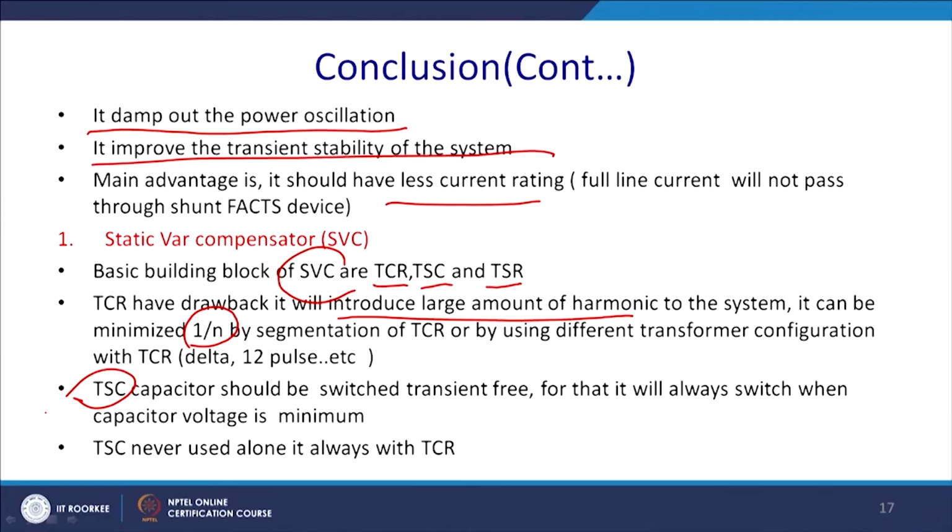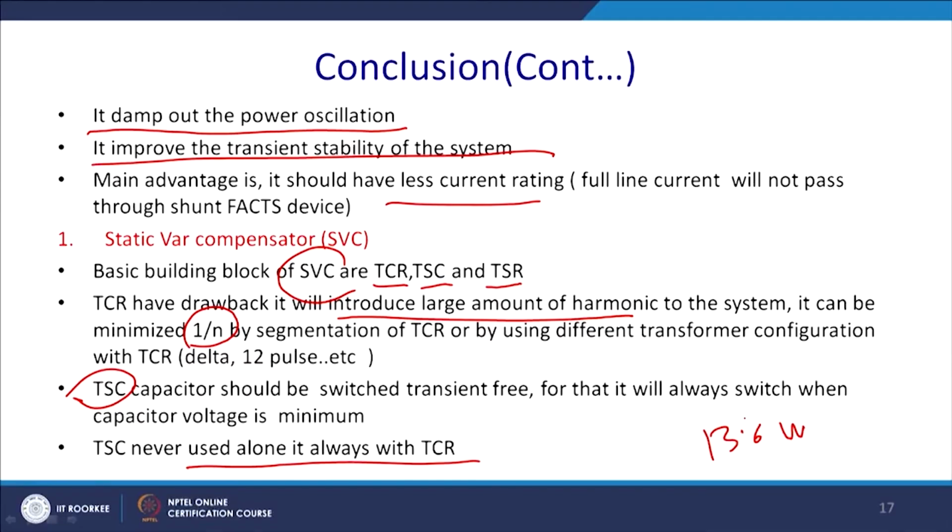And another device we can use is the TCSC capacitor, and it should be switched in transient-free mode. So you have to wait for the time when either the supply voltage and the voltage across this TCSC capacitor are the same, or it is at the minimum. TCSC is never used alone, it is always used in combination with the TCR.